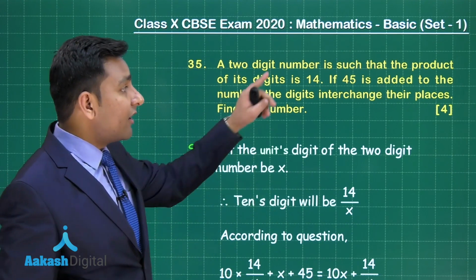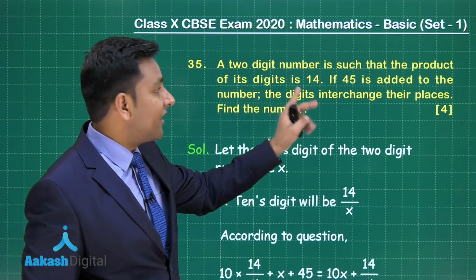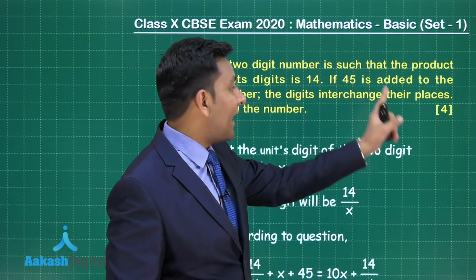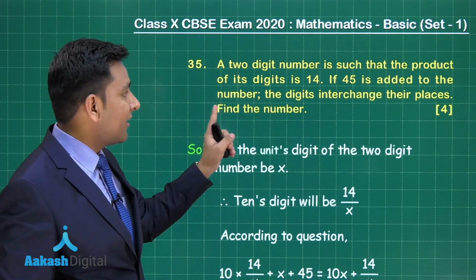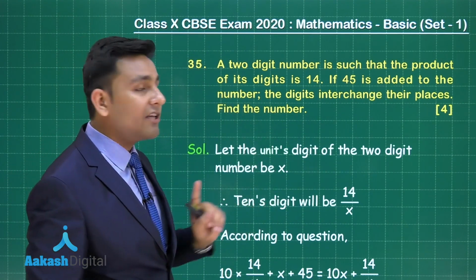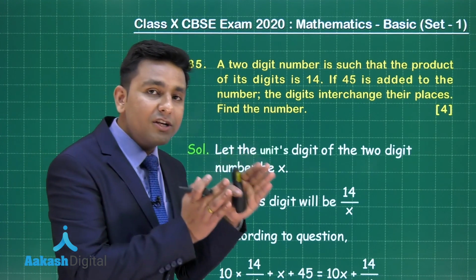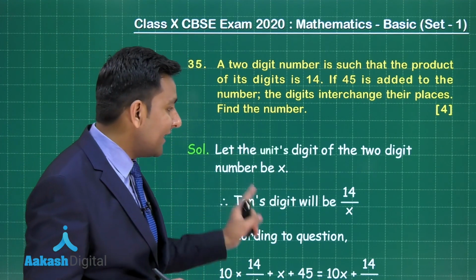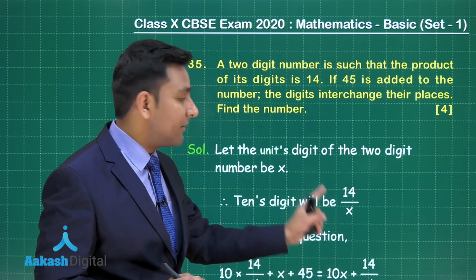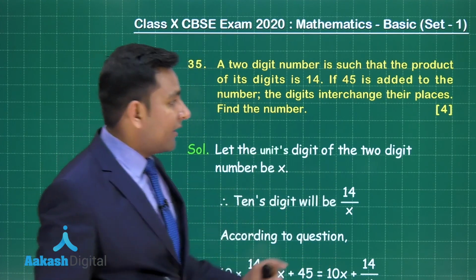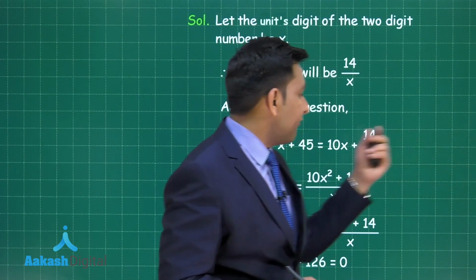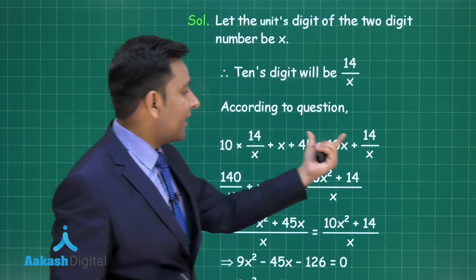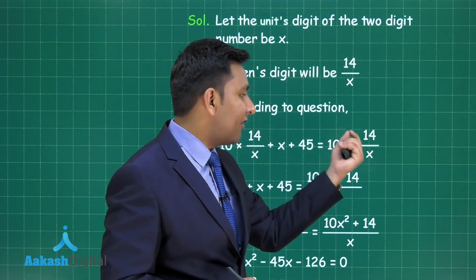Now, according to the second statement of this question, it is given that if 45 is added to the given number, the digits interchange their places. So what will be the original number? As per our assumption, we can write 10 times 14 divided by x, plus x. And if we add 45 to this number, what are we getting? 10x plus 14 divided by x.